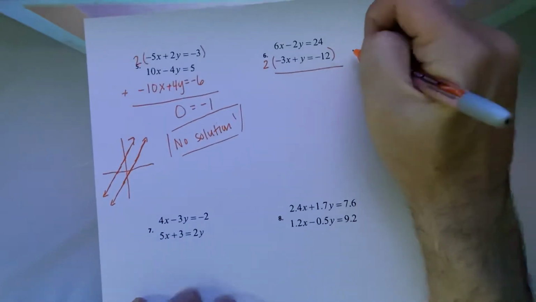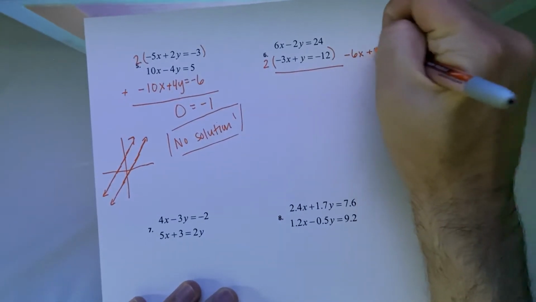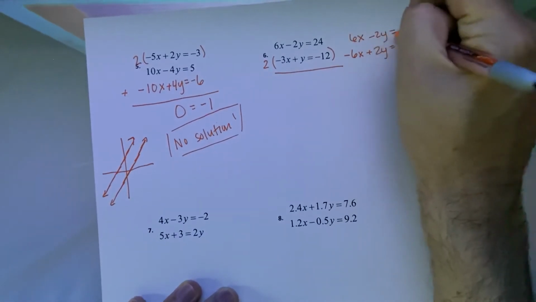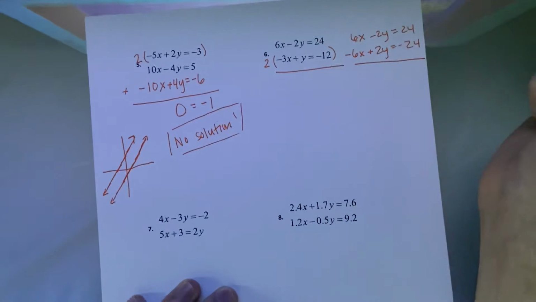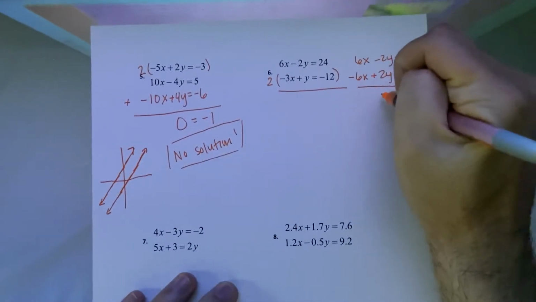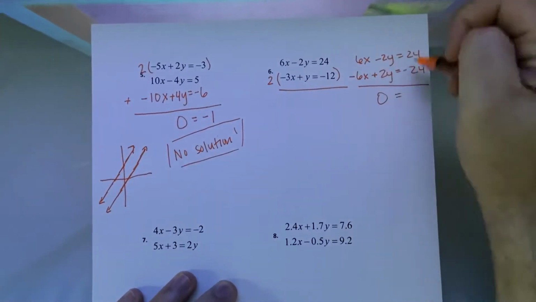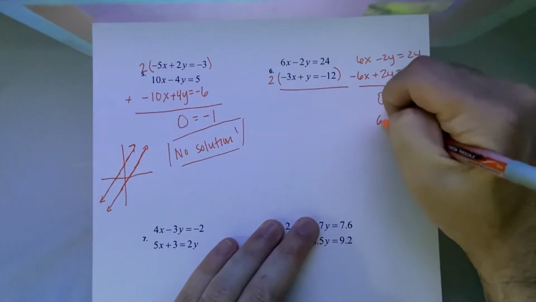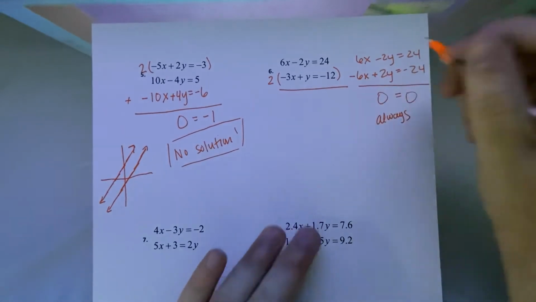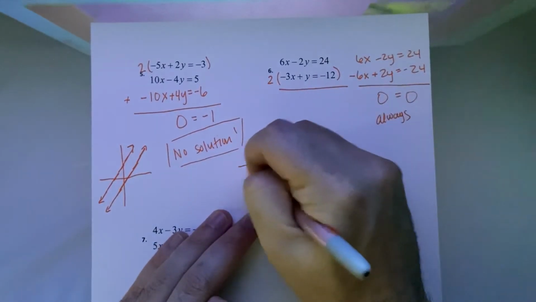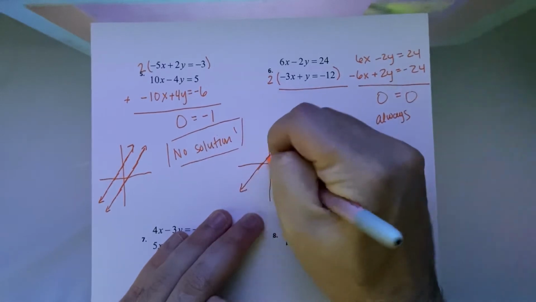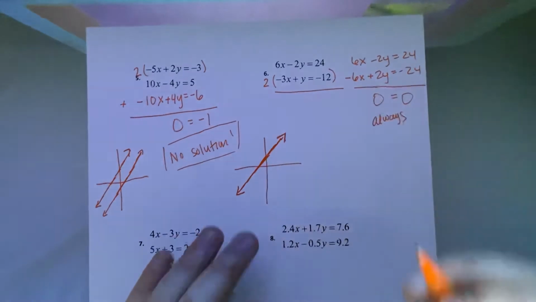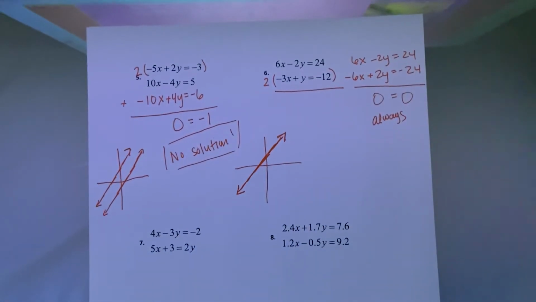2 times the second equation will be negative 6x plus 2y equals negative 24. And the other is 6x minus 2y equals positive 24. Notice that we get 0 on the left side because x and y cancel. We also get 0 on the right. And you ask yourself, when is 0 equals 0? Always. So this is a situation where the two lines are not just parallel, they're parallel and literally one on top of each other, which means there are infinitely many solutions.